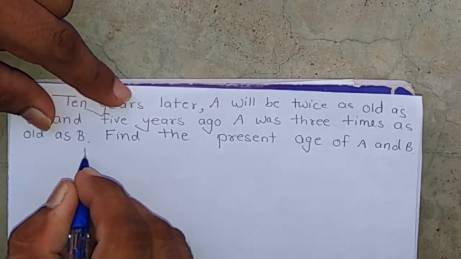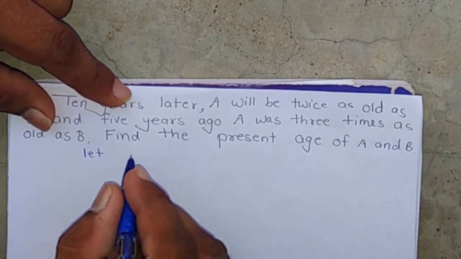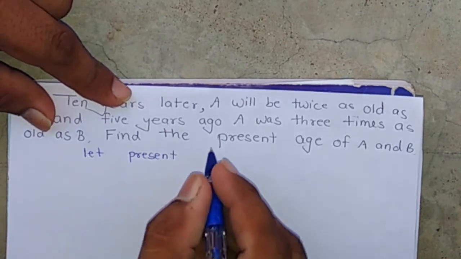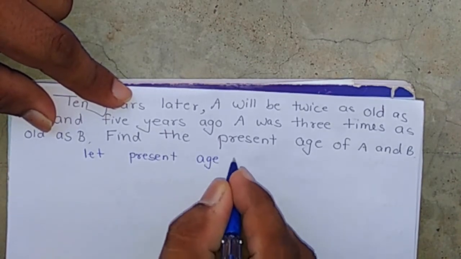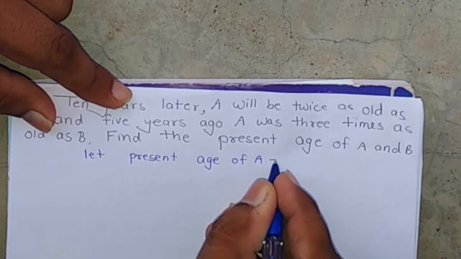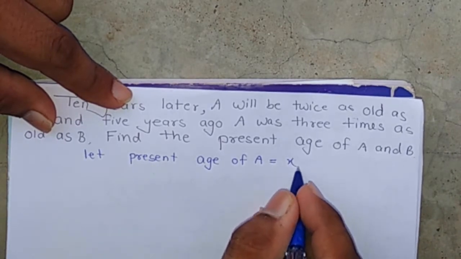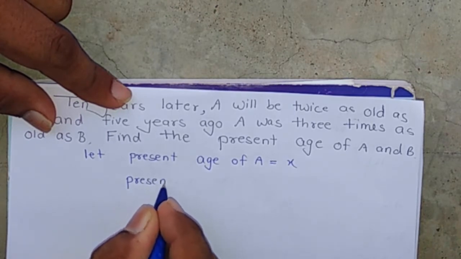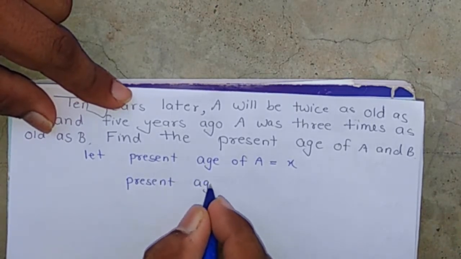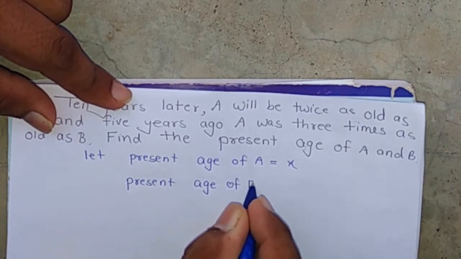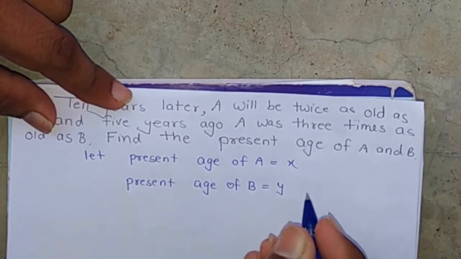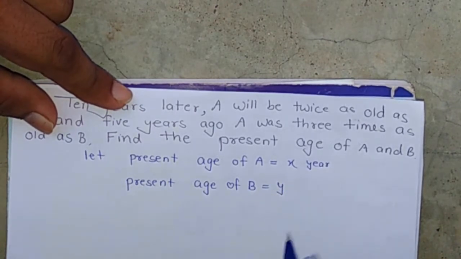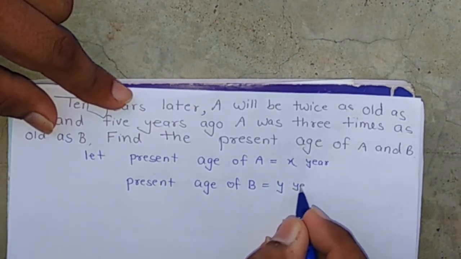Firstly, we let present age of A be X and present age of B be Y.